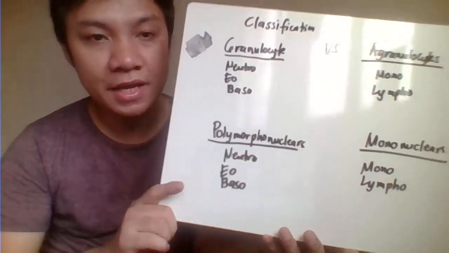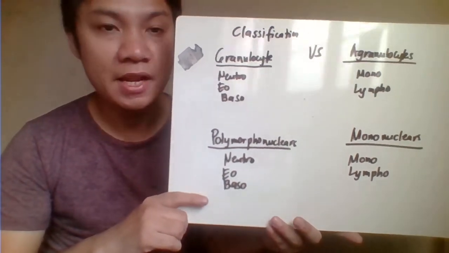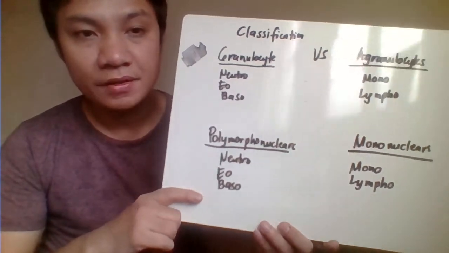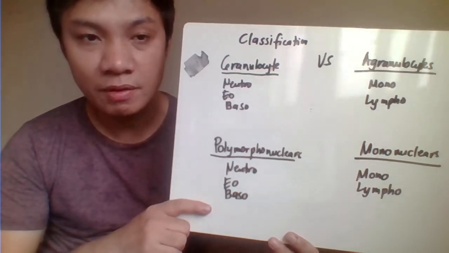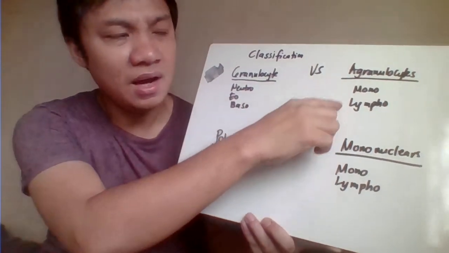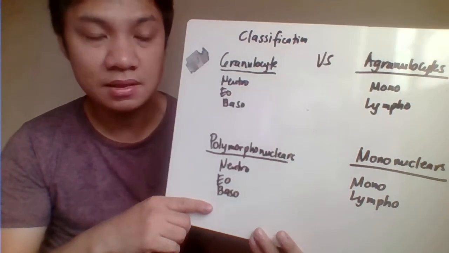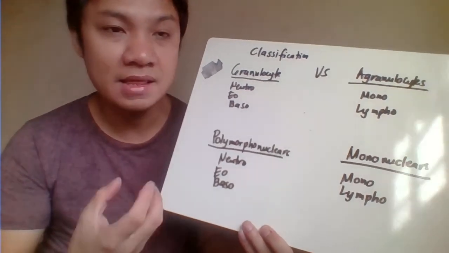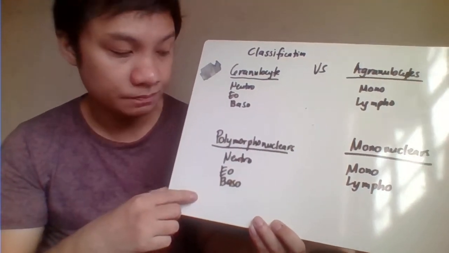Okay, so we have here the classification of your white blood cells. The first one is based on the presence of granules in their cytoplasm. We have the granulocytes versus your agranulocytes. The granulocytes include your neutrophil, your eosinophil, and the basophil. And the agranulocytes are the monocyte and the lymphocytes. But actually, your monocyte and even your lymphocyte will still have granules. In the case of your monocyte, they do have granules, only that they are fine dust-like azurophilic granules. And for the granulocytes, the granules are very prominent.